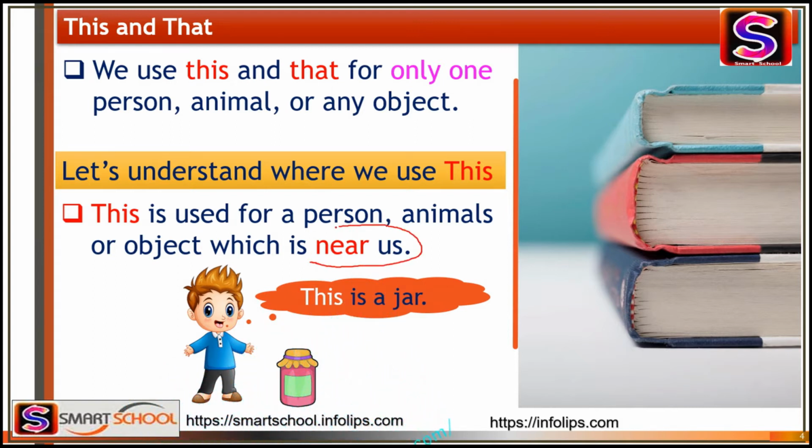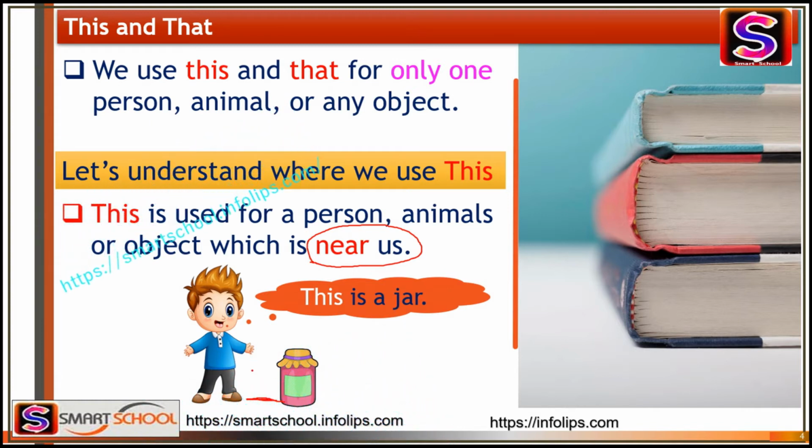Near to us. So in this example, there is a boy and one jar. It is very close to the boy, very near to him. That's why he said, this is a jar. Because this jar is very near to that boy.